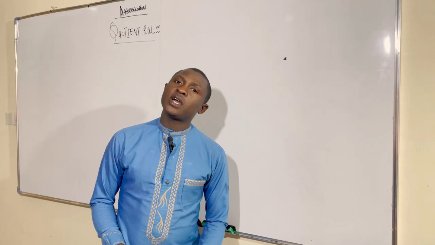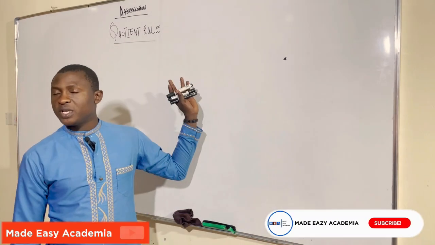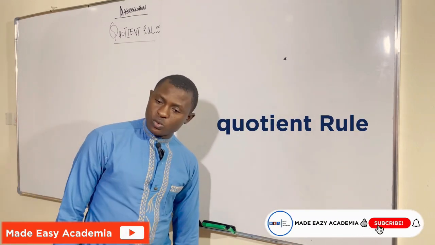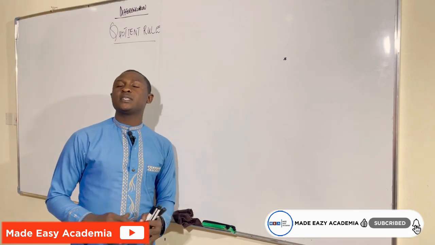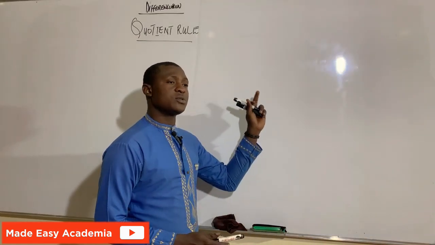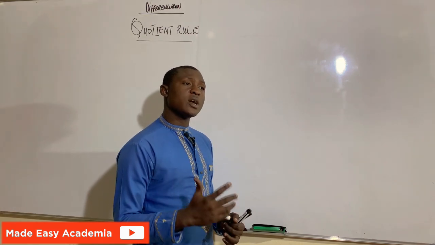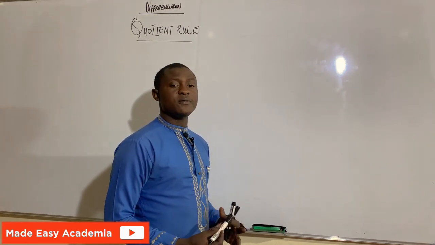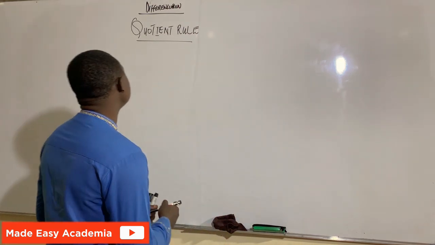So the next one we have, after the product rule, is the quotient rule. How are we going to identify it? If a problem comes in the form of fractions, mostly questions that come from fractions, we can use the quotient rule to solve it. I can derive the formula as well using the first principle too.